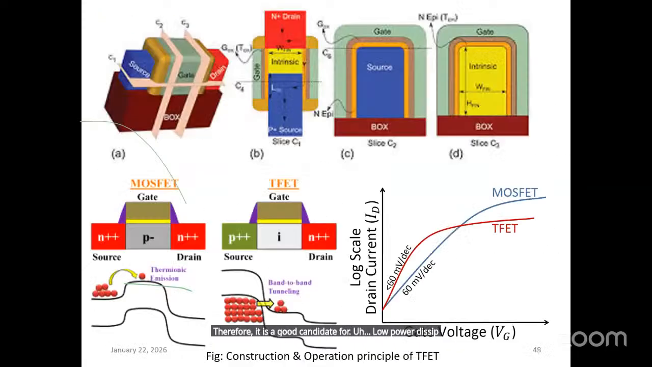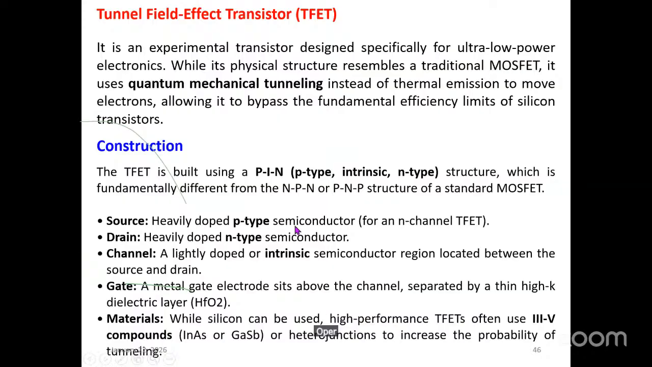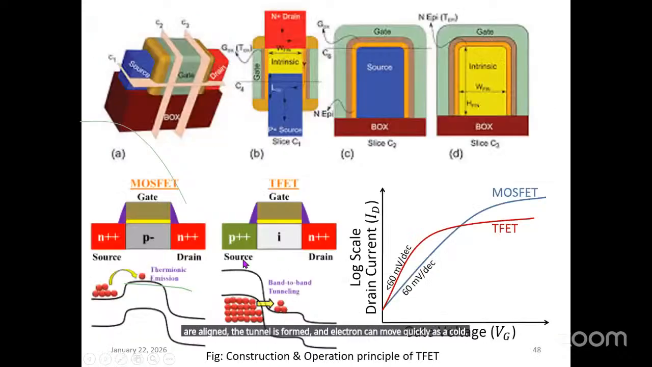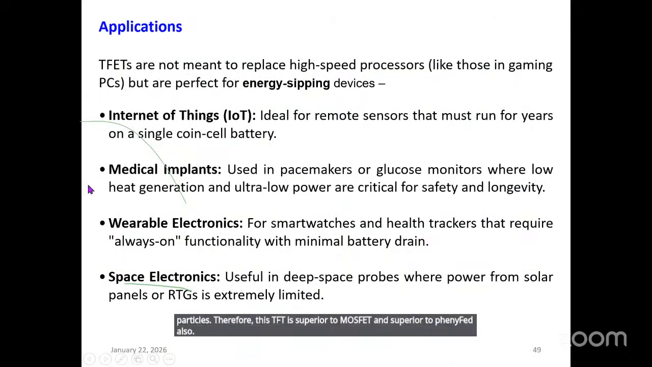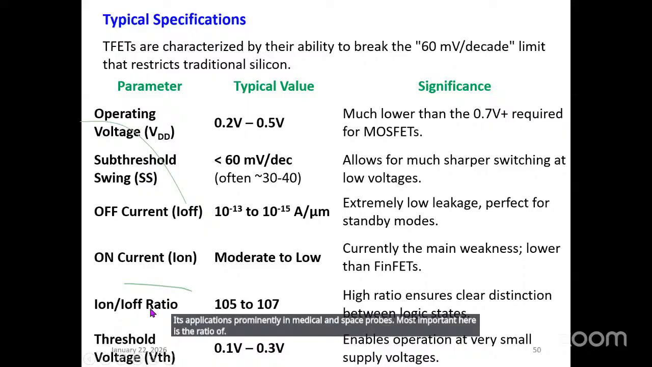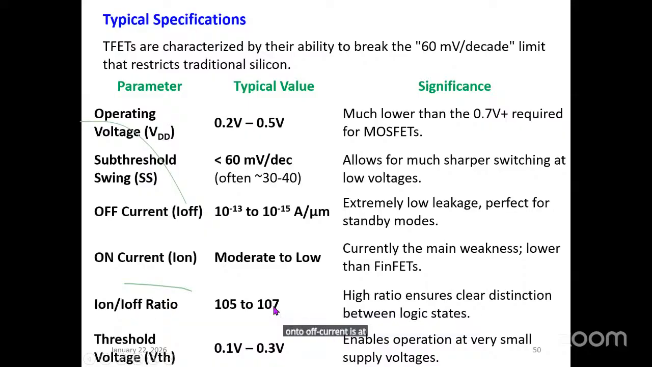Let's go for a recap of this tunnel FET. The operating principle is tunneling. The energy bands are aligned, the tunnel is formed, and the electron can move quickly as a cold particle. Therefore, this TFET is superior to MOSFET and superior to FinFET also. Its applications are prominently in medical and space probes. Most important here is that the ratio of on to off current is at least 10 million.